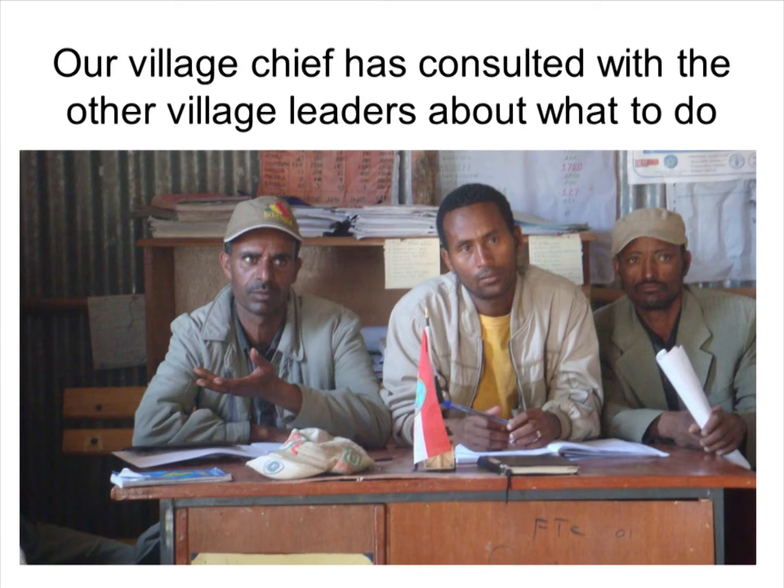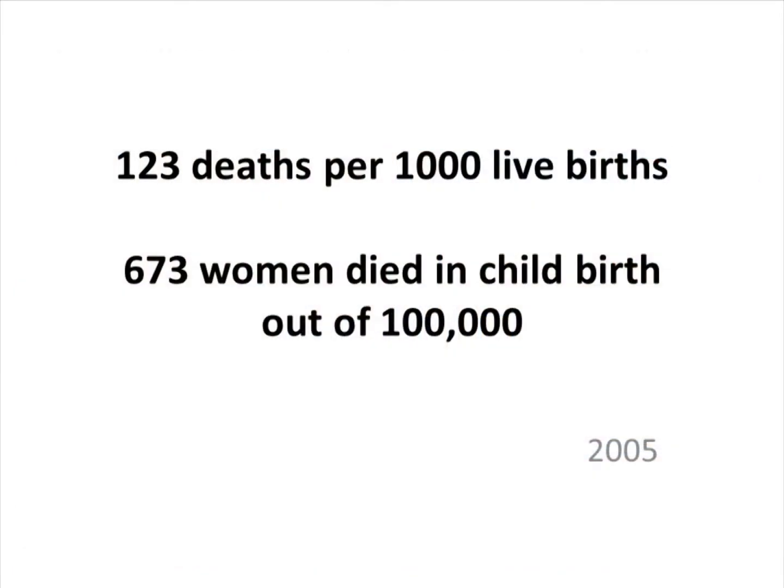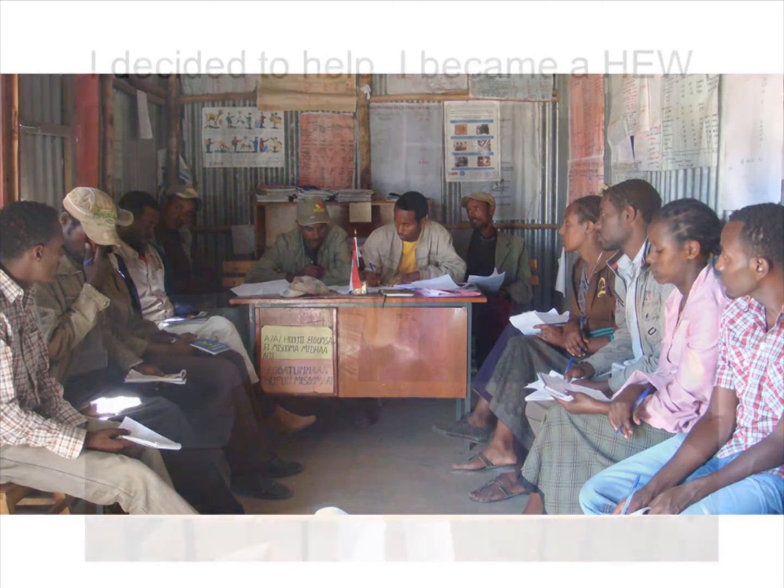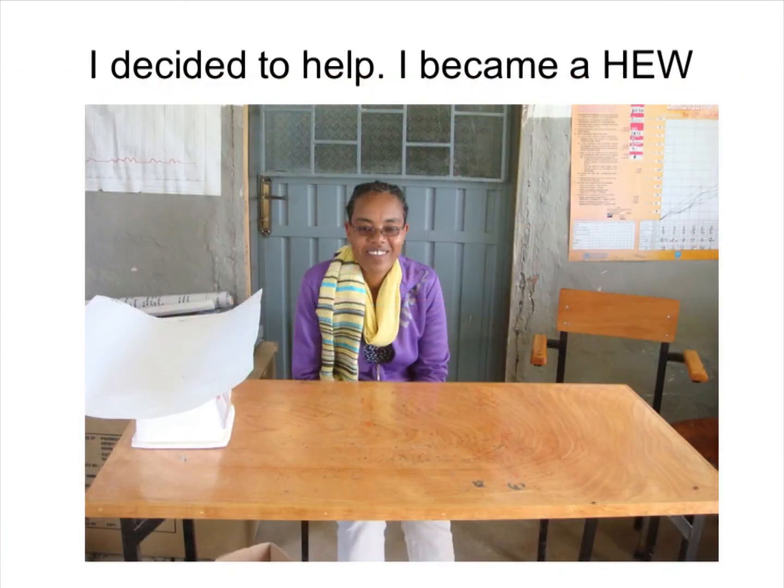Our council chief has sought advice from each of the village councils, and he is very worried about the future of our community. In 2005, there were 123 child deaths per 1,000 live births alone, and 673 women out of 100,000 died in childbirth. The lawmakers have been trying to help us to have healthier families. I decided to help. Our government offered training to become a community health worker. Here they are called HEWs, or health extension workers.